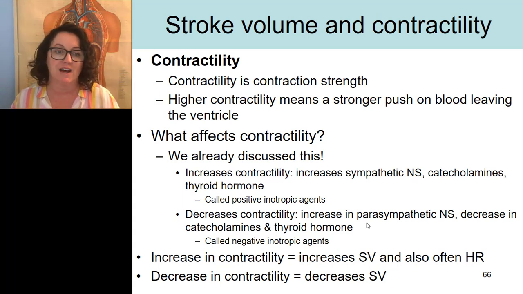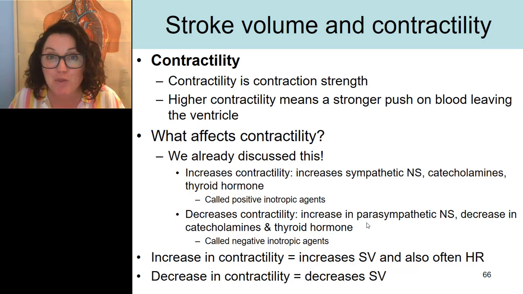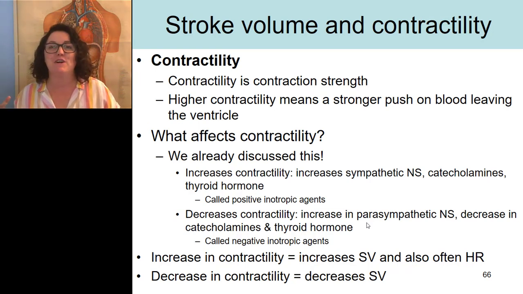But what are the things that affect contractility? You already know this. We already did this in another video, right? Whatever affects heart rate also affects contractility. So things that increase contractility include increased sympathetic nervous system signaling, an increase in the release of catecholamines, and thyroid hormone, right? A decrease in contractility will be caused by an increase in parasympathetic nervous system signaling, or a lack of catecholamines, or a decrease in thyroid hormone.